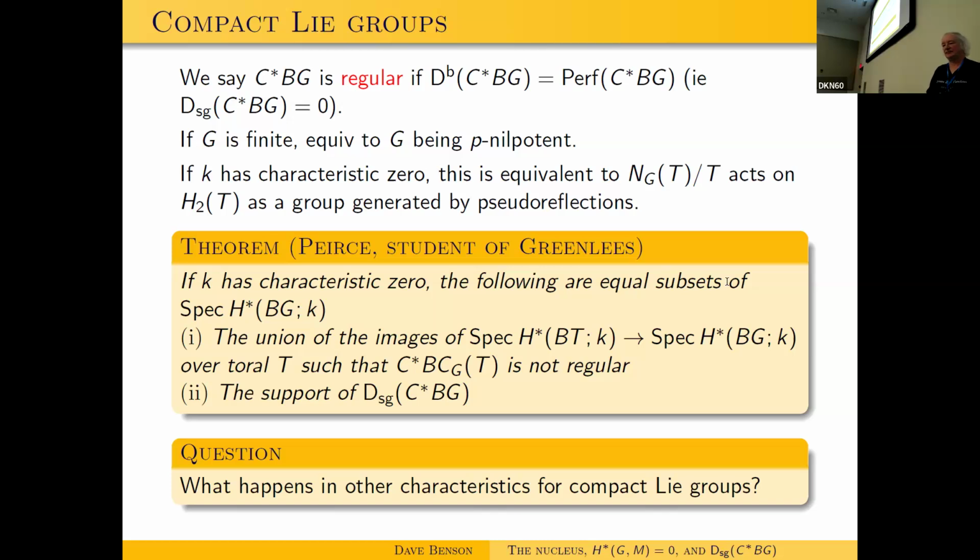And so a graduate student of John Greenlees called Pierce managed to prove the following theorem. He proved that in characteristic 0, the union of the images of the subgroups whose centraliser is regular is equal to the support of the singularity category. So I think this is quite a good theorem.